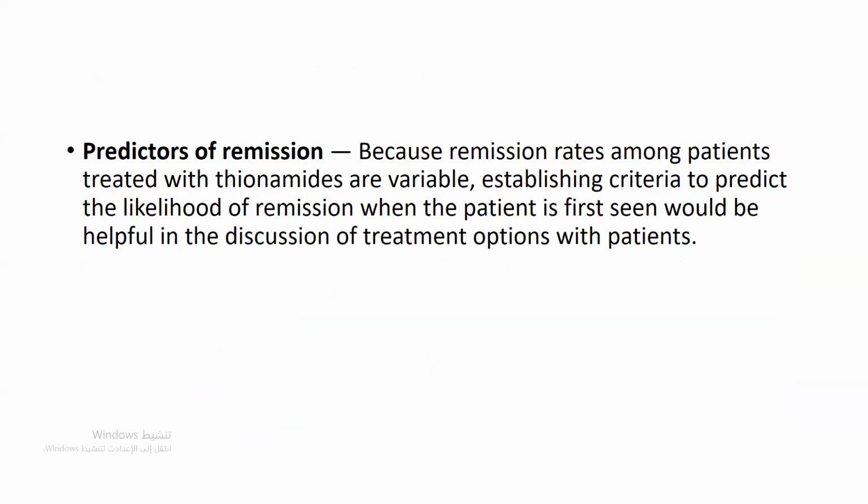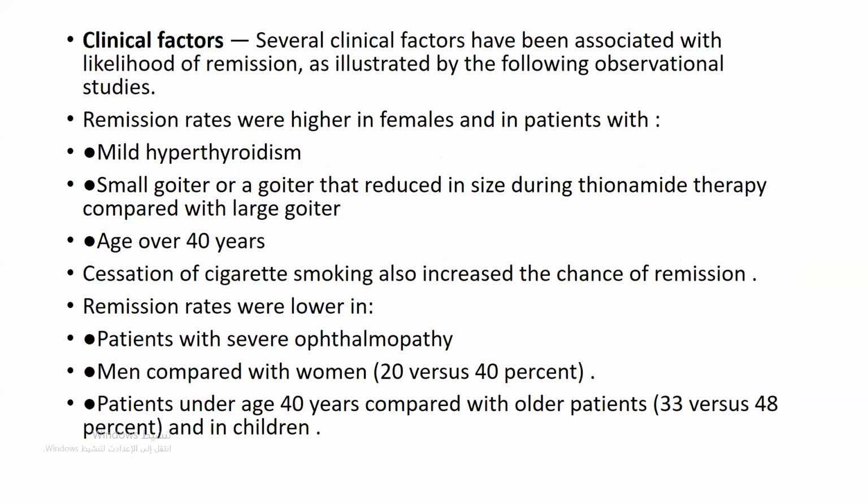Predictors of remission: how can we predict? Because remission rates among patients treated with thionamide are variable, establishing criteria to predict the likelihood of remission when the patient is first seen would be helpful in the discussion of treatment options with the patient. Among the clinical factors, remission rates were higher in females than in males, in patients with mild hyperthyroidism, small goiter, or a goiter that reduced in size during thionamide therapy compared with large goiter.